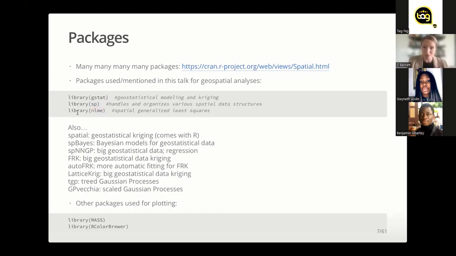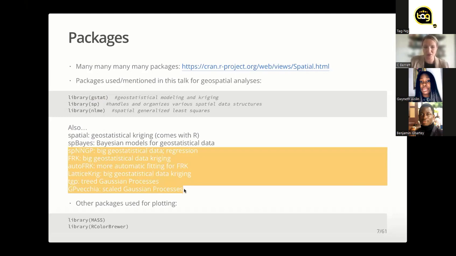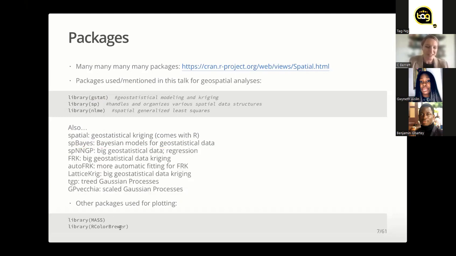Also, I didn't load them right away here because there are some competing functions. So this spatial package comes with R, but it has its own spatial functions that conflict with gstat. So I didn't want to load it already, but I'm going to look at it. I'll mention spBase and then some packages that handle bigger spatial data. I'll mention those as well. And then I really like RColorBrewer for different colors, but some of these packages have their own plotting methods that I use.